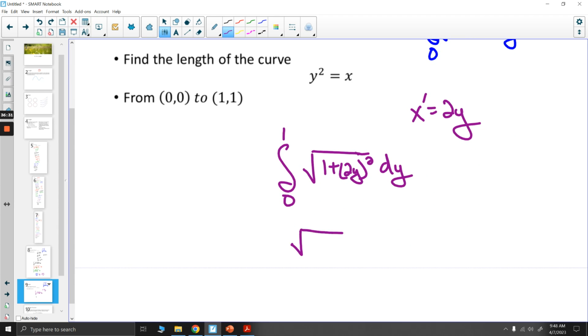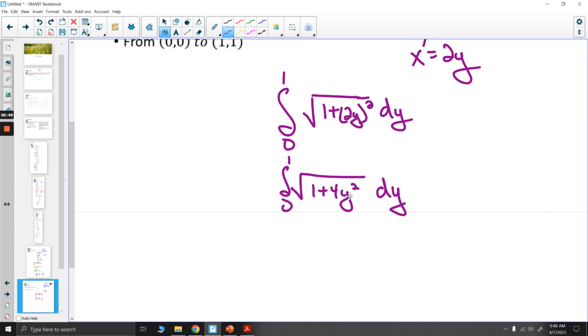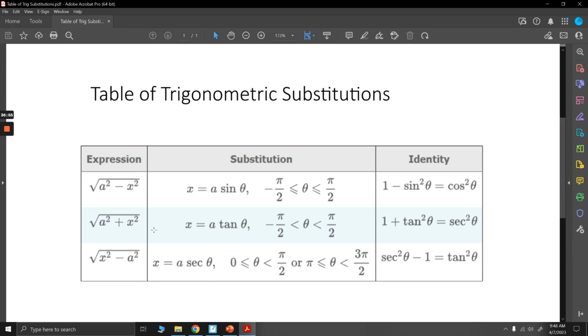Okay, so we have the square root of 1 plus 4y squared dy, integral from 0 to 1. Now this is not something we can factor. This is not something we can combine as fractions because it's not a fraction. So we're going to go over to our trig substitutions then.